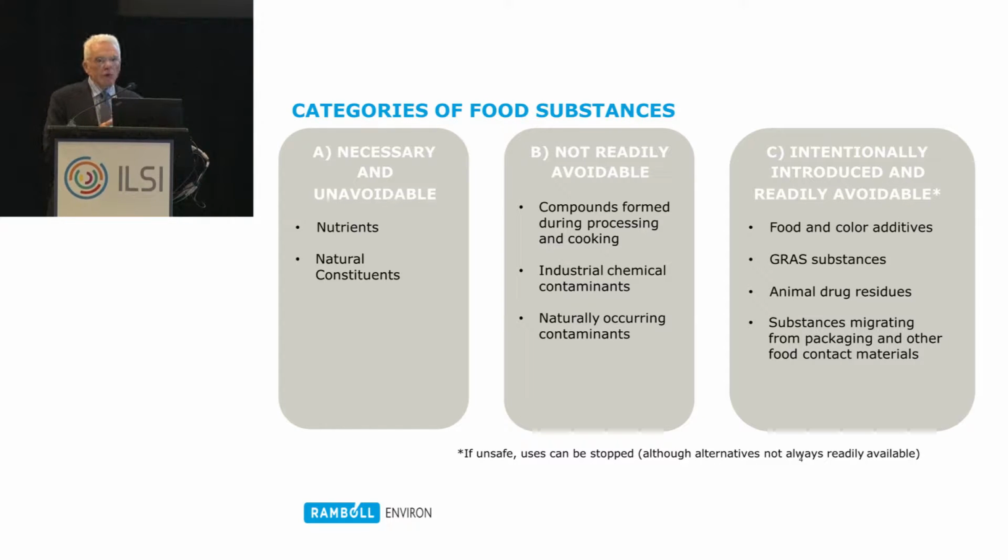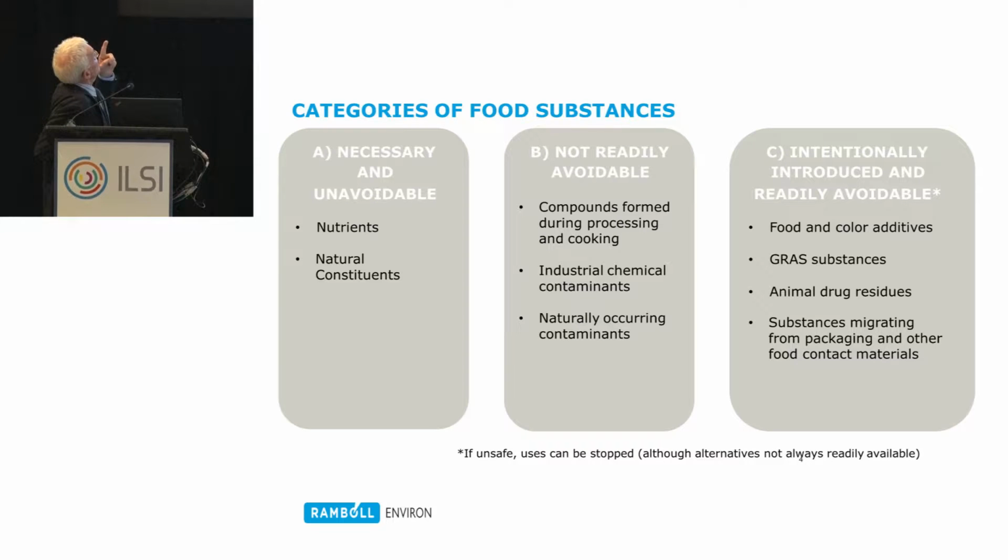Substances that are not so readily avoidable, the contaminants of food. These are widespread environmental contaminants, even natural contaminants like mycotoxins. And then also the very important category of compounds formed during processing and cooking. These are materials which, if they pose risks, we cannot simply eliminate them. We have to find other ways to control them. And so it's quite different from category C.